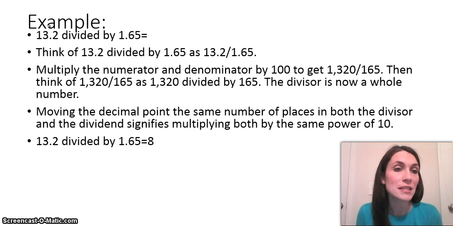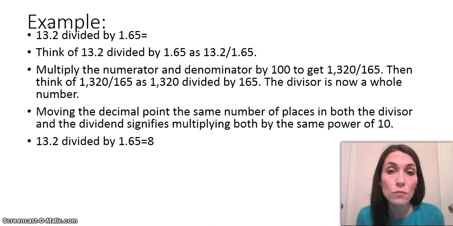So we're going to be looking at the example of 13 and 2/10 divided by 1 and 65 hundredths. So we're going to think of 13 and 2/10 divided by 1 and 65 hundredths as shown. Remember how we can multiply the numerator and the denominator by 100 to change both of those numbers into whole numbers, which makes the division much easier. So if we multiplied 13 and 2/10 by 100, we would get 1,320. And if we multiply 1 and 65 hundredths by 100, we would get 165.